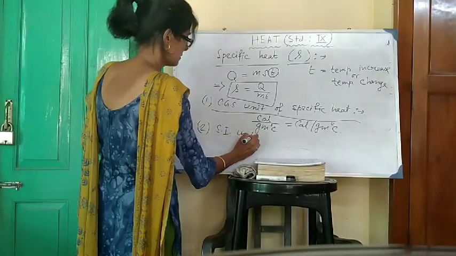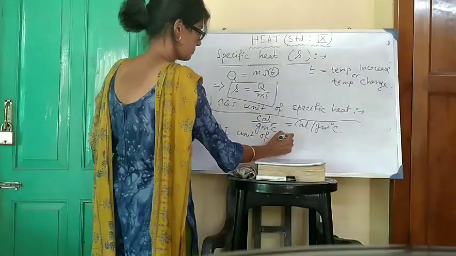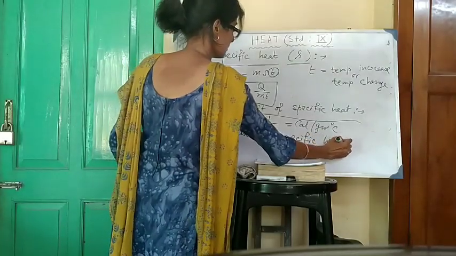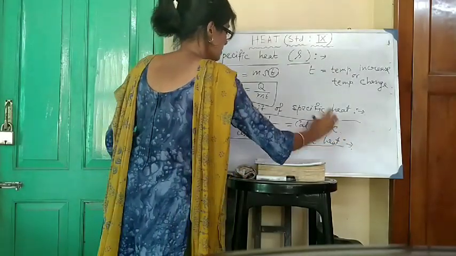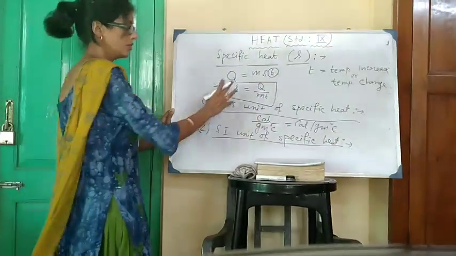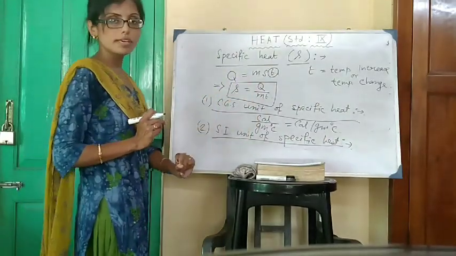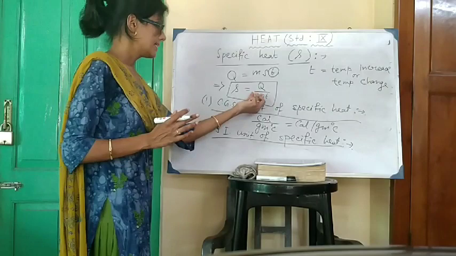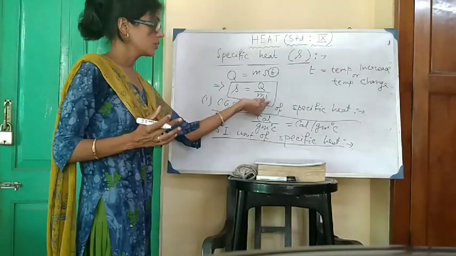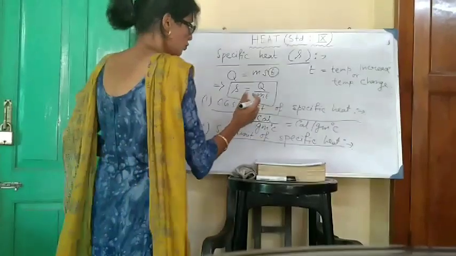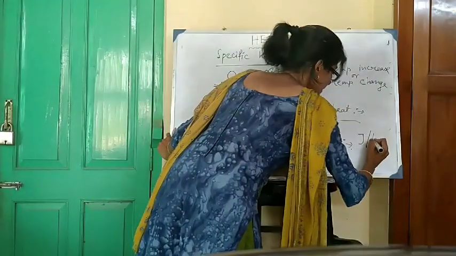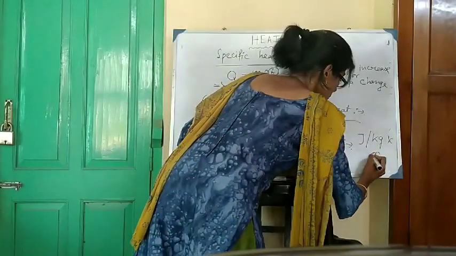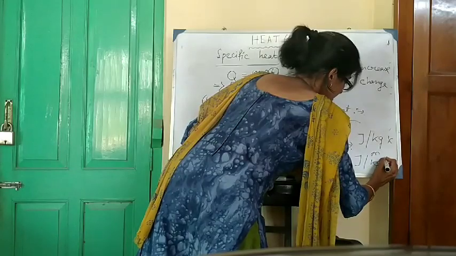Okay, number 2, SI unit of specific heat. Same procedure, follow the formula. S is equal to Q by MT, numerator Q, Q is there. What is the SI unit of heat? Joule. SI unit of mass? kg. SI unit of temperature increase? Kelvin. So we can write joule per kg Kelvin. Okay, or we can write joule per kg degree centigrade.